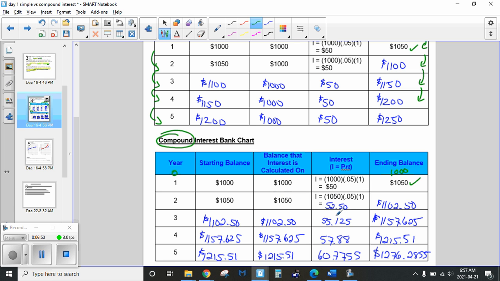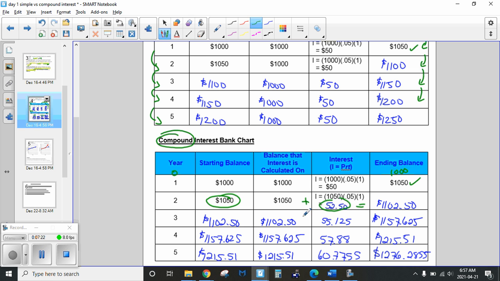We earn $2.50 extra. So when we add the starting balance and the interest, we can get our ending balance of $1,102.50. So a little bit higher than $1,100. Then we move on to year 3. So we carry forward that ending balance. That's what we're going to start year 3 with. That's what we're going to calculate interest on.